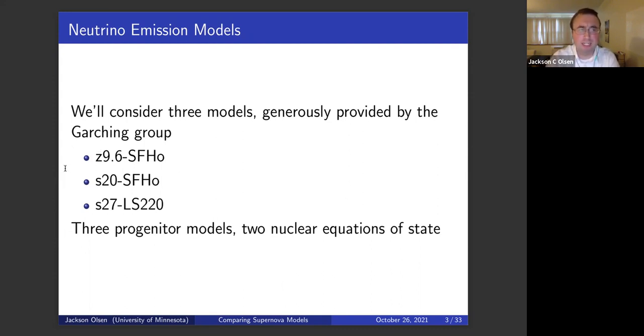And just to break down the coding for how we've labeled these models, the numbers here, the 9.6, 20, 27, correspond to the mass of the progenitor star. So 9.6 is a 9.6 solar mass star, 20 solar mass, and so on. And then the second piece is the equation of state. So we consider the SFHo equation of state and LS220.